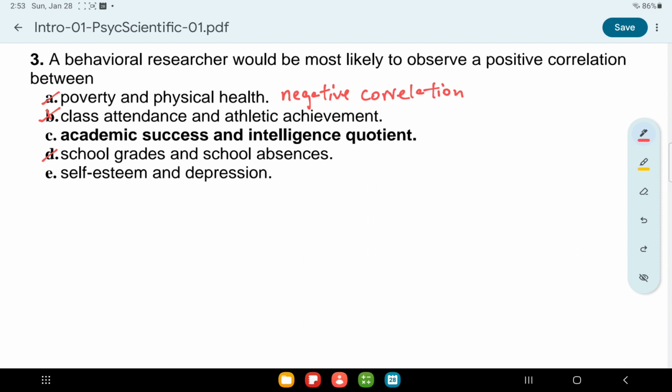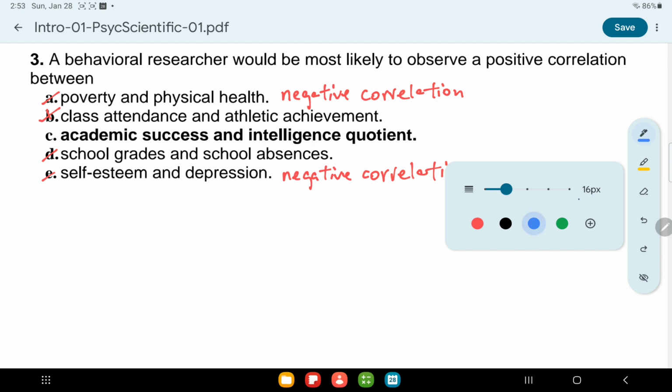What about E? Self-esteem and depression. It's actually been established, and in later chapters, further into your freshman psychology training, you will get to see increasing levels of documentation, increasing levels of evidence pointing to self-esteem and depression being negatively correlated. Again, this is another example of negative correlation.